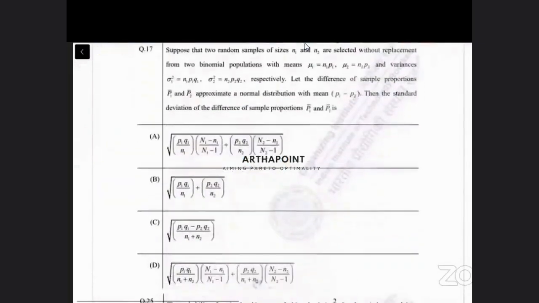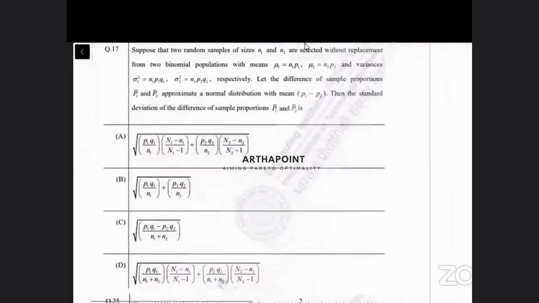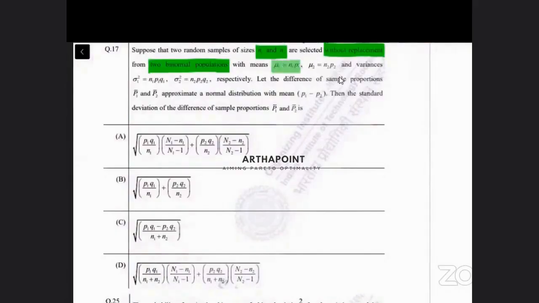Okay, now come to the third question. Suppose that two random samples of size n1 and n2 are selected without replacement from two binomial populations. This is the mean. If you remember, the mean is always given by NP. So if it is population 1, then it will be N1P1 and population 2 will be N2P2. That is exactly what we have been given.